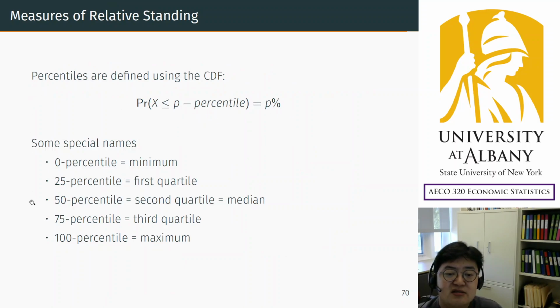Okay, so here are some common measures of relative standing. In terms of percentiles, you can interpret the 0th percentile as the minimum, the lowest one, and the 100th percentile as the maximum, and the 50th percentile is the median, exactly, dividing into 50 and 50. And if you divide the sample into 4 parts, then we call them quartiles. So 25, 50, 75 are 3 cutting points, and we call them the first quartile, second quartile, third quartile.